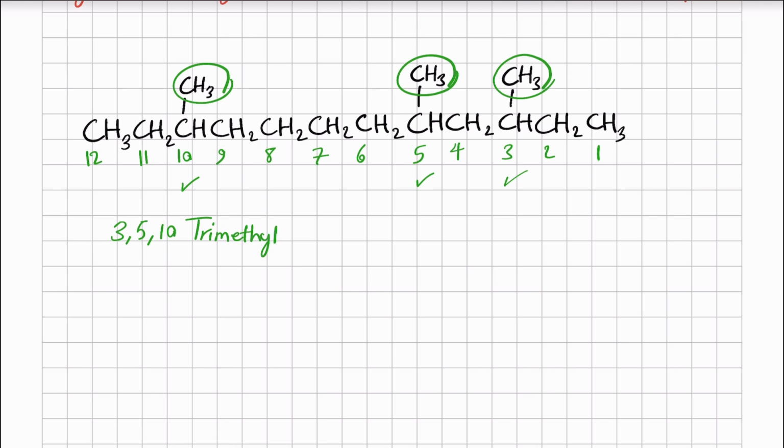Now it's time to say the main chain. How many carbons? 12 carbons. So it would be dodecane. Hope you did it right like me. Now I think that was a great warm-up. Let's head to the next example.